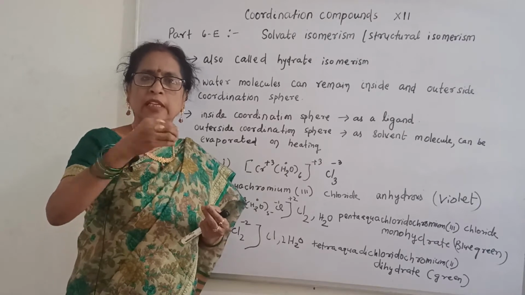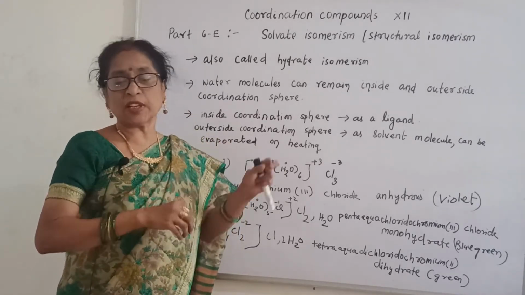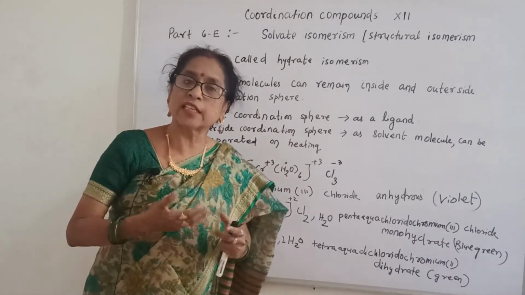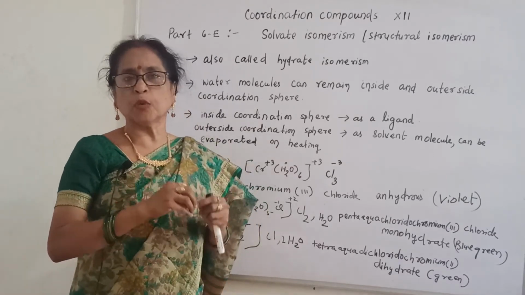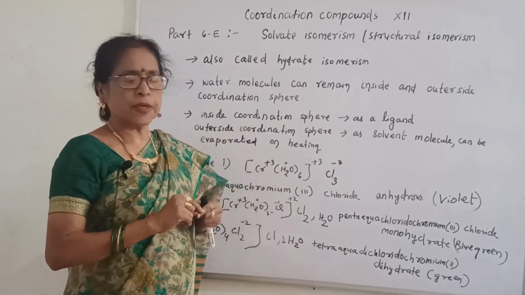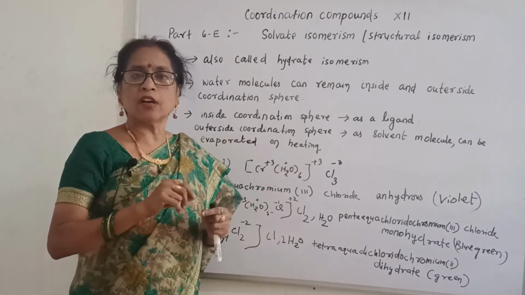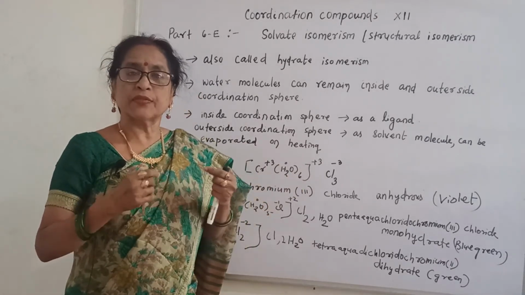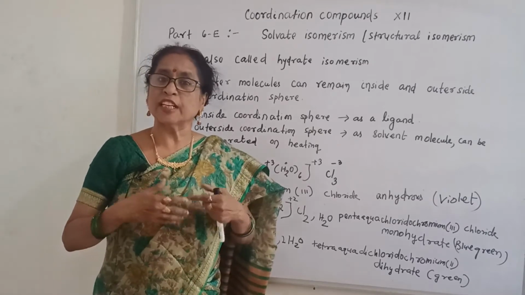Water molecule you can put inside and also outside, but what is the name when inside, and what is the name when outside? Inside the coordination sphere, it is called a ligand. The water molecule behaves as a ligand. That means we put the water molecule as a ligand when it is inside the coordination sphere. That is called aqua. It is a neutral molecule. Outside the coordination sphere, it is free and acts as a solvent molecule.